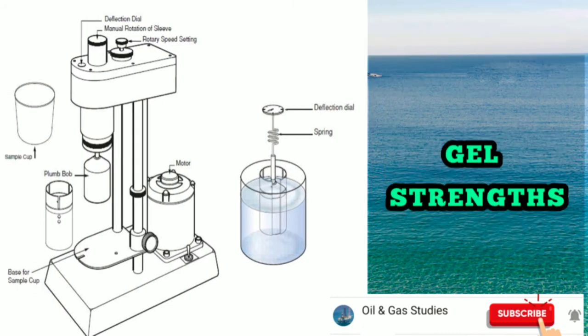Fifth is gel strengths. Unit: same as yield point. Alternatives: same as yield point. Apparatus: 6-speed viscometer. There are two readings for gel strengths, 10 second and 10 minute, with the speed of the viscometer set at 3 rpm. The fluid must have remained static prior to each test, and the highest peak reading will be reported.